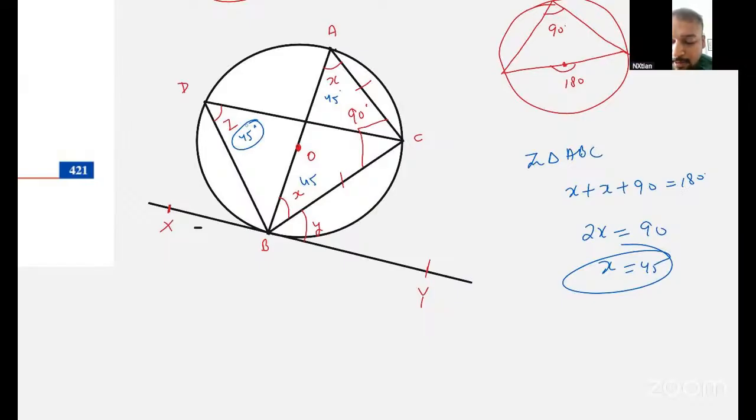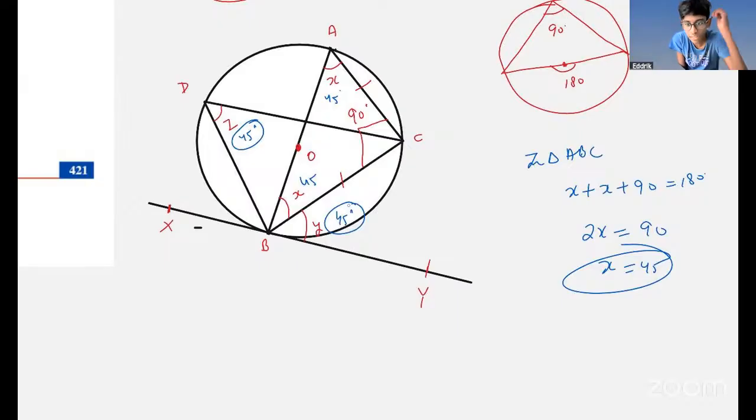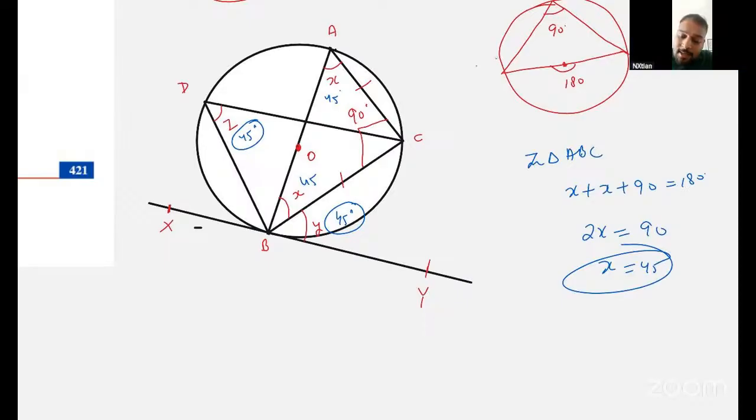Y will also be 45 because of the alternate segment theorem. So angle y is equal to angle z, right? Yes, because of the alternate segment theorem. The alternate segment theorem says that if a chord makes an angle with the tangent, and if the same chord makes an angle on the circumference, then these two angles are equal. That means all x, y, and z are 45. Perfect.